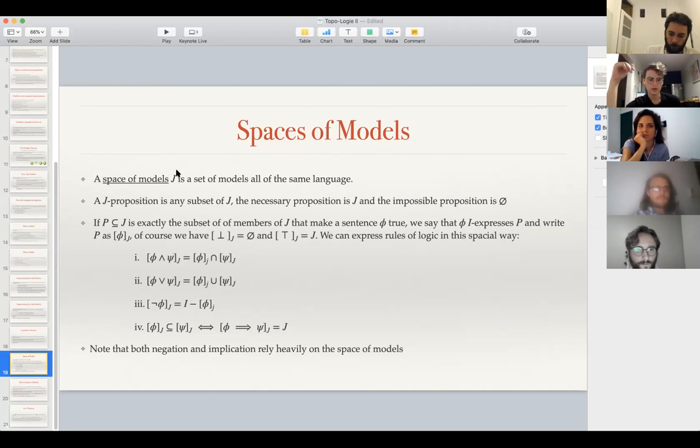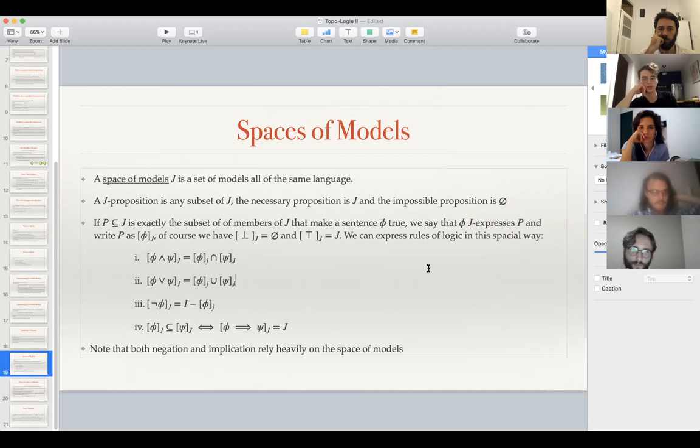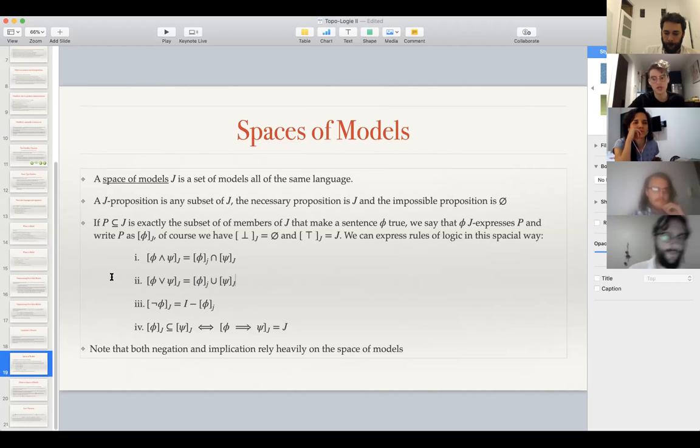So if a subset P of J, a bunch of models, are the models that make some sentence phi true, then we say that phi is going to J-express the set P, and we write it like this. This is a way to formally make the difference between the actual proposition and the set that the proposition is representing. So here, phi is some sentence, and when we put these brackets with subscript J, it's going to be the set of models on which phi is true, the set of models that model phi.